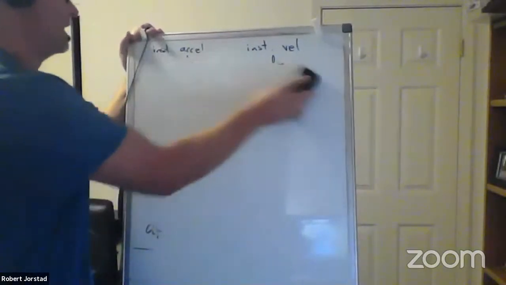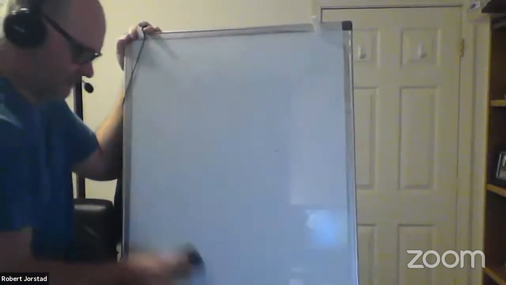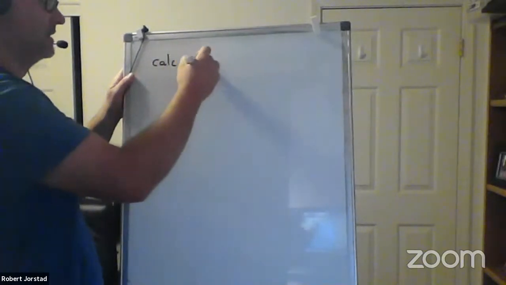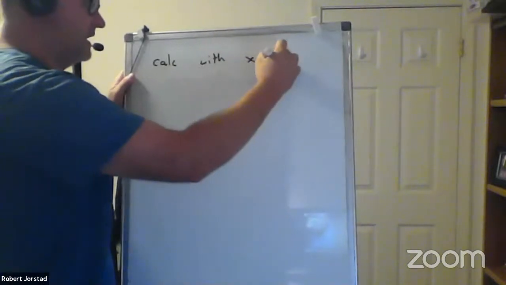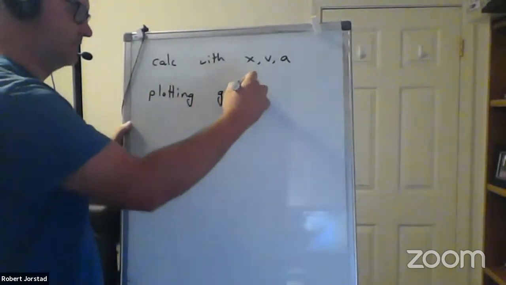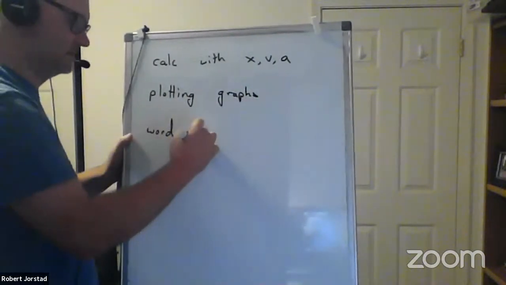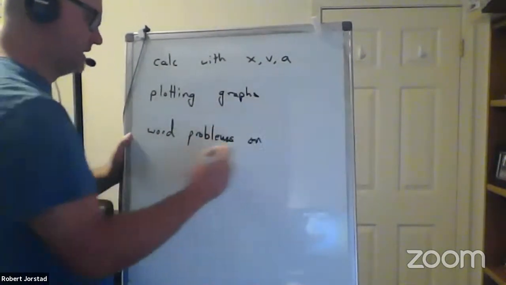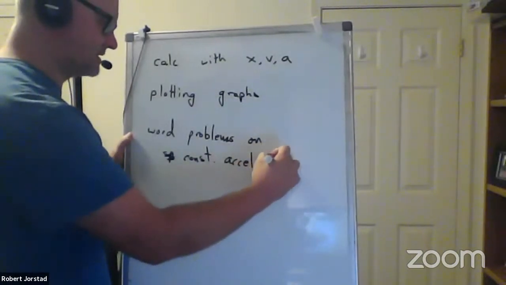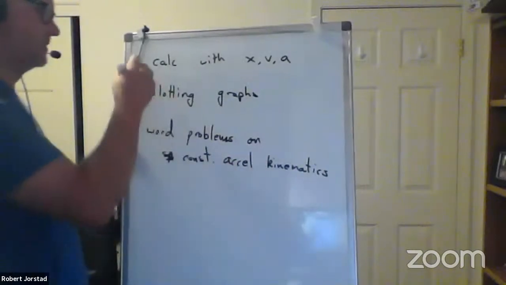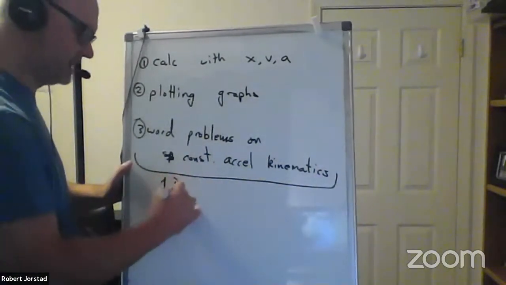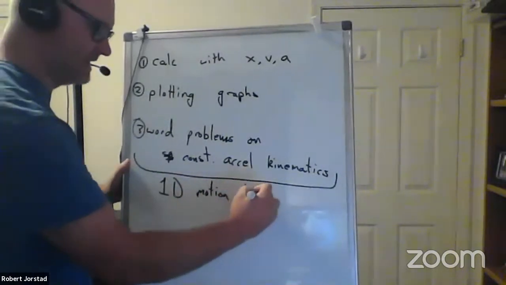I want to point out the pieces of chapter 2 that we're going to discuss and where these fit in. Okay. So we are going to have several different pieces. There's calculus with X, V, and A. That's one piece. There's plotting, or graphs, however you want to say it. And the last one is going to be word problems on specific constant acceleration kinematics. So all of these together, you've got 1, 2, 3. These are the three pieces. All of this together adds up to 1D motion, or sometimes it's called 1D kinematics.